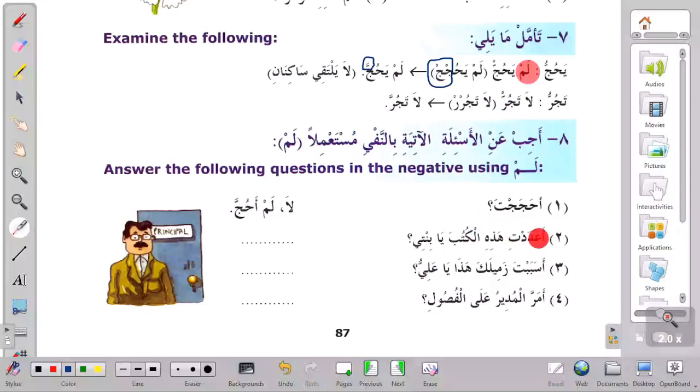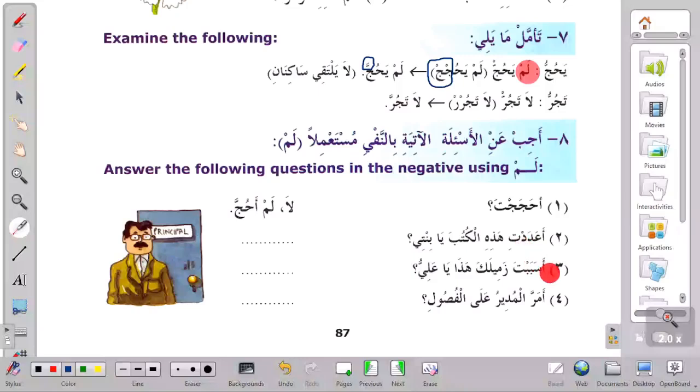Now let's look at this one. Ahsaita hazihil kutuba ya binti? Have you counted these books, oh my daughter? So how will you answer? La, lam a'udda. The actual verb is adda ya'uddu. So ana a'uddu. But when the lam comes, it will not be a'uddu, it will be a'udda. The last letter will take fatha instead of dhamma. That's the only change that will happen.